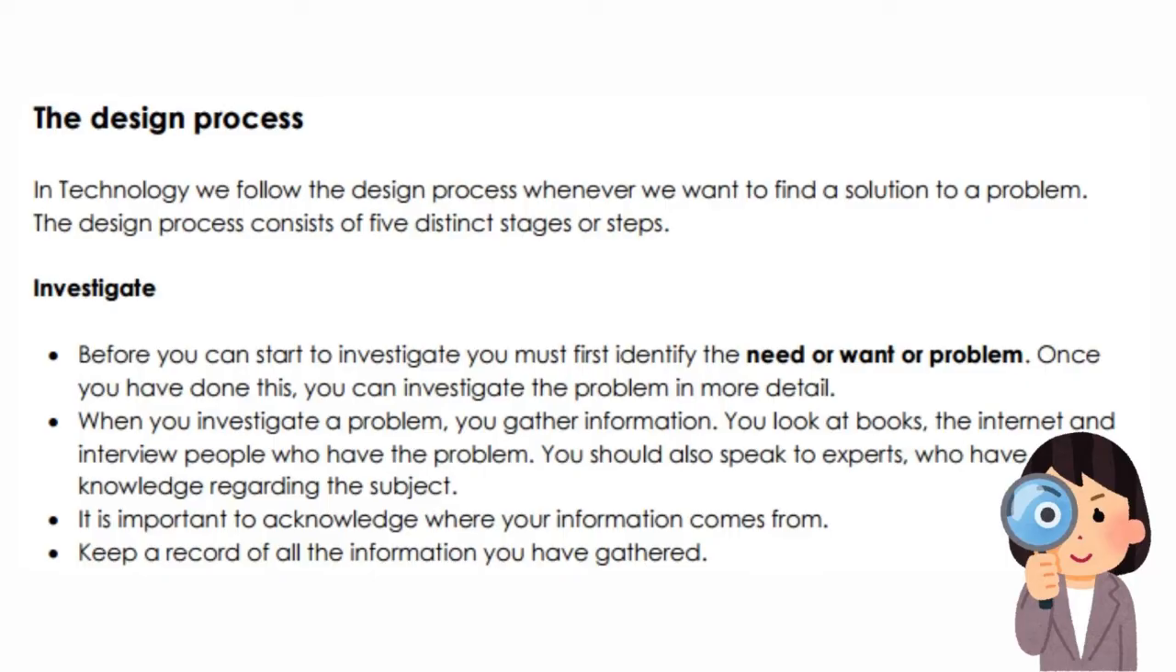The design process. In technology, we follow the design process whenever we want to find a solution to a problem. The design process consists of 5 distinct stages or steps. Investigate. Before you can start to investigate, you must first identify the need or want or problem. Once you have done this, you can investigate the problem in more detail.